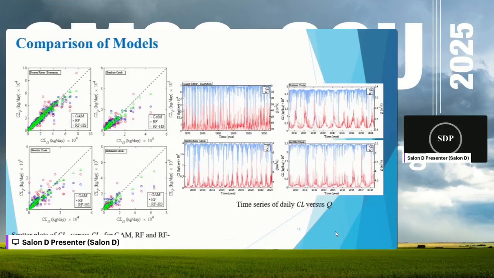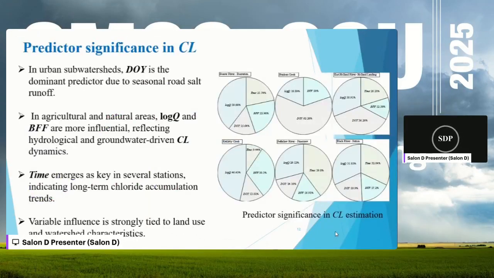While the results of the hybrid models are close to the best fit line, there is a significant underestimation and overestimation for the GAM and random forest models. Also, the comparison of the time series of discharge and chloride load shows significant seasonality in the chloride load data, with an elevated baseline for the urbanized watersheds.